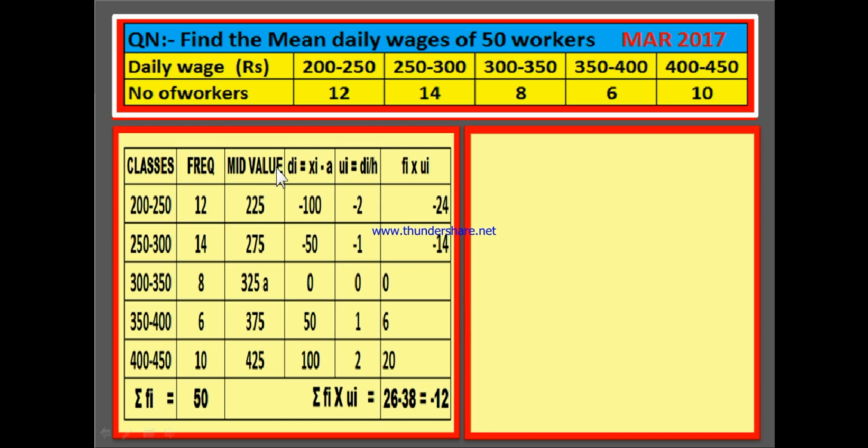In order to solve this question in step deviation method, let us consider the middle class mark or mid value as small a. Small a stands for assumed mean. Understood? Therefore, we will consider the mid value as small a. You can consider any mid value as small a, no problem. You can consider any value out of these, but I took the middle class mid value as a.